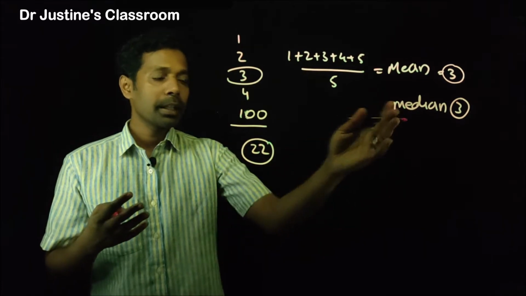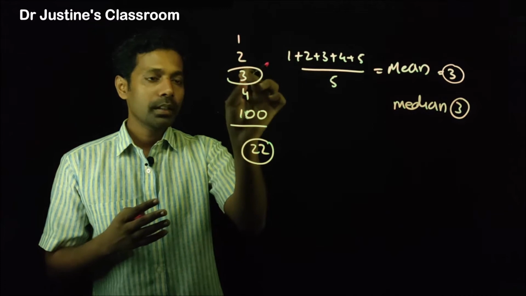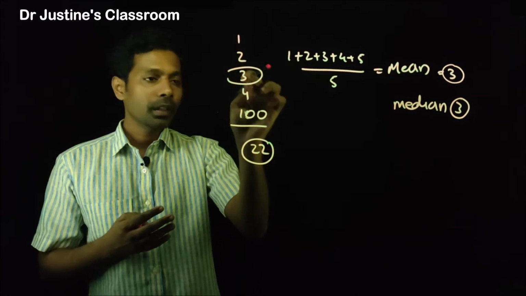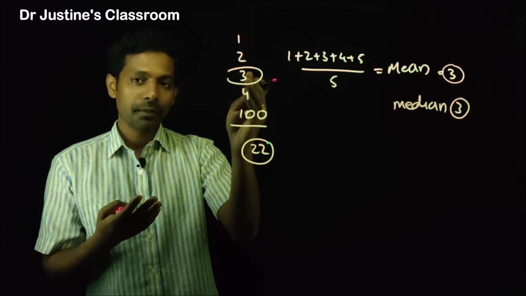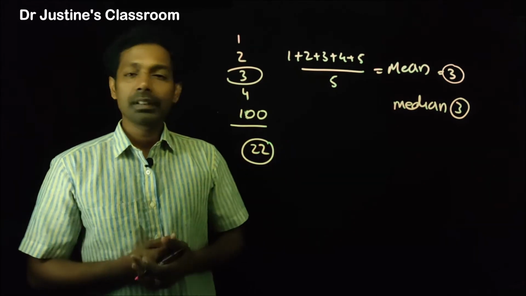But the problem is that the median is not based on all the scores. It is just the positional value, irrespective of all other scores. If the centermost position is, let us say, 50, then 50 will be the score there. Yeah, that's the problem with the median.